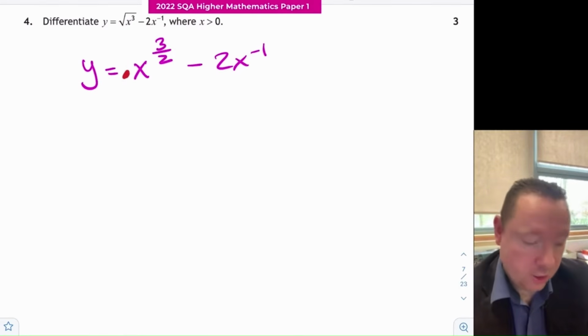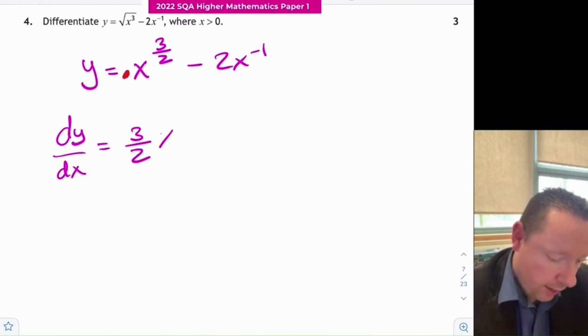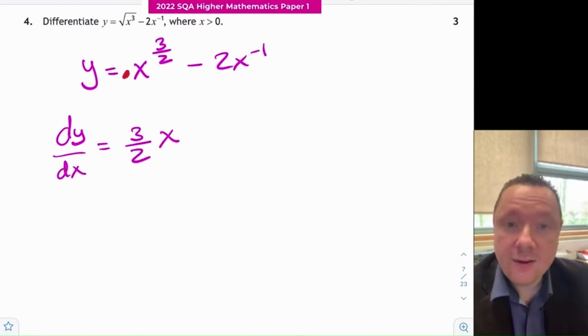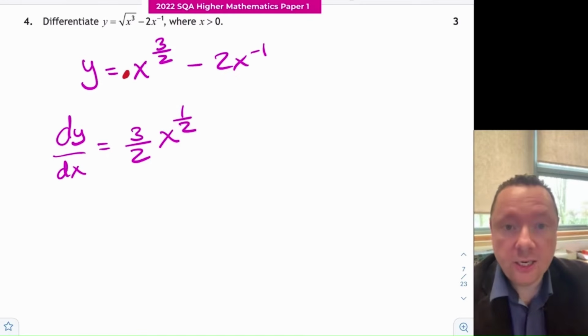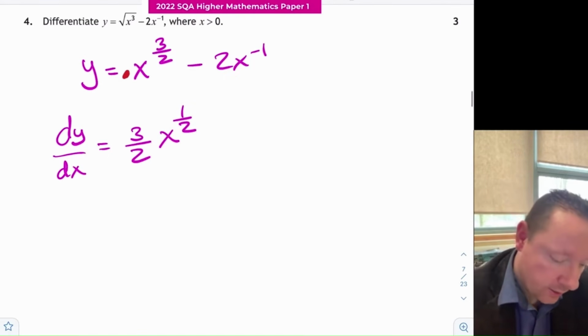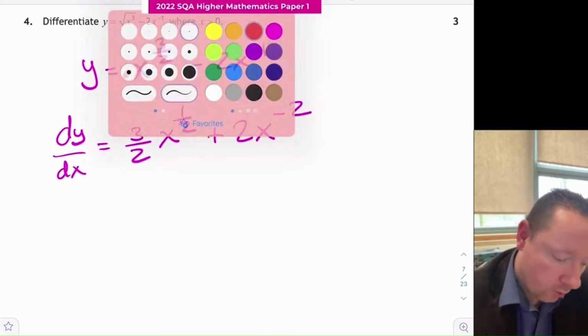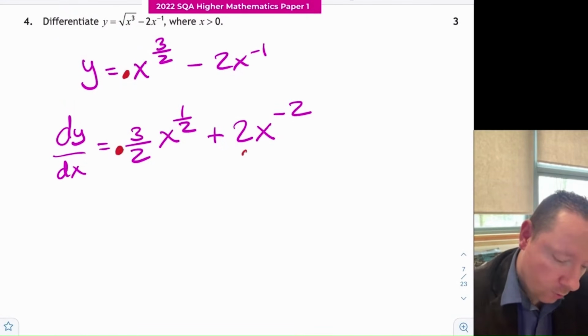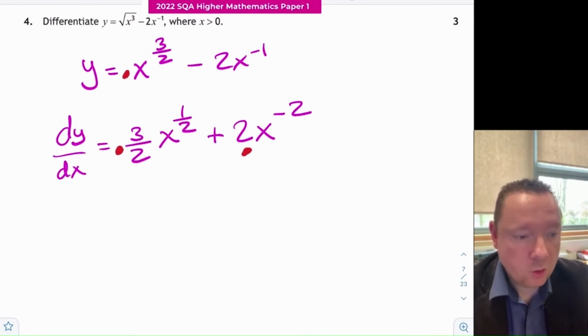We now need to differentiate our terms. So our first mark is for differentiating our first term, which is 3 over 2 x, take away 1 from 3 halves, and that's 1 half. There's a mark there. And then differentiating our second term, minus times a minus is a plus, so it's plus 2x to the power of minus 2, taking away 1. So our final mark is 1 here and 1 for this term here. We do not have to go any further than that in this question. If you did go further, that's fine, but you don't have to.